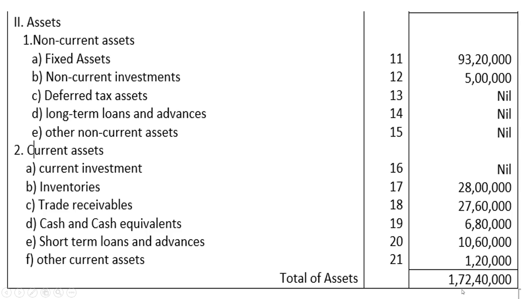Total of these things is 1 crore 72 lakh 40,000. So the total of this, that is note 11 to 21, is called the total of assets. So like that, the balance sheet in vertical form as per the Companies Act of 2013, we have to present in this way.